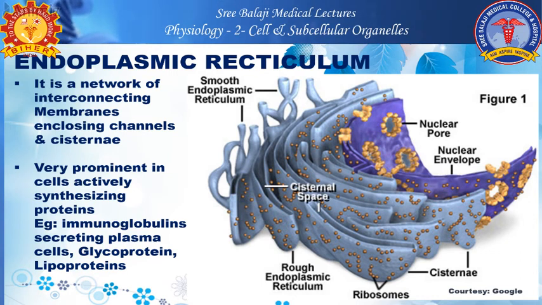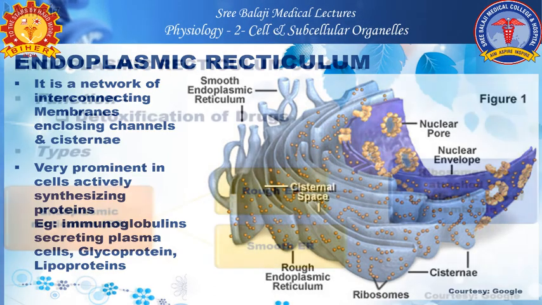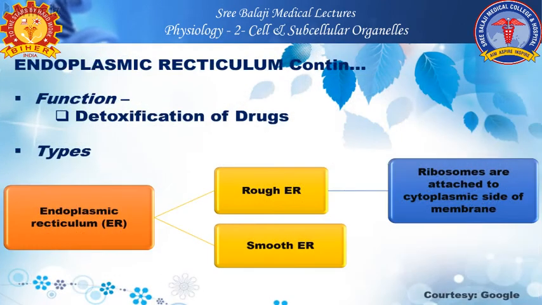What are these proteins which are synthesized in endoplasmic reticulum? Immunoglobulins secreting plasma cells, glycoproteins, lipoproteins are all formed in the endoplasmic reticulum and targeted to the Golgi apparatus. So that is about endoplasmic reticulum. Very prominent in cells. Okay.